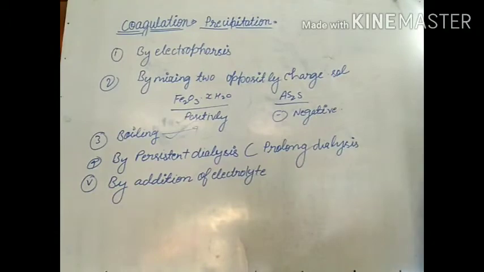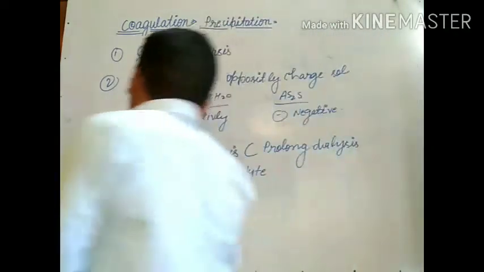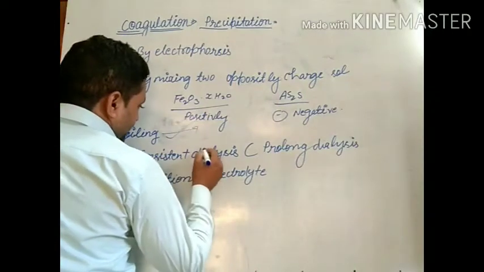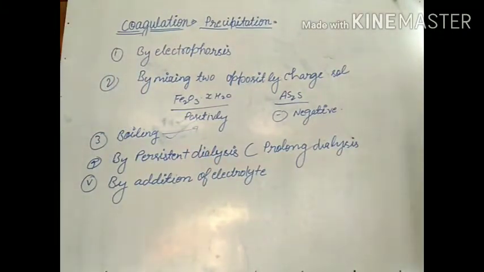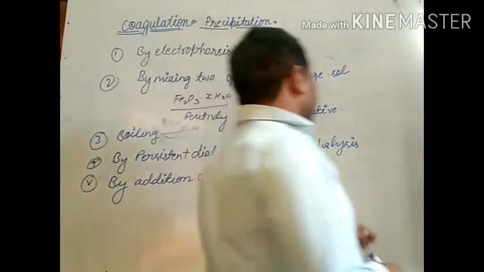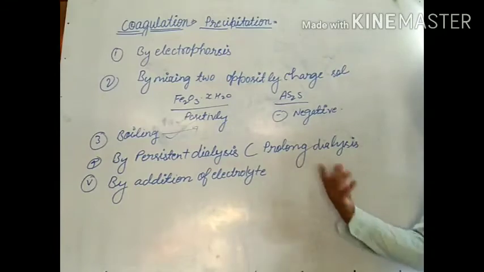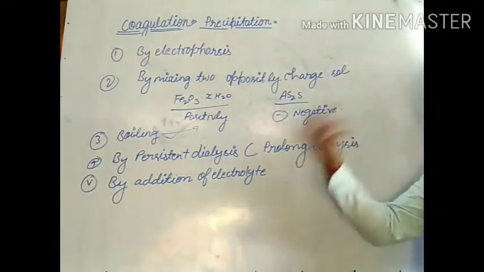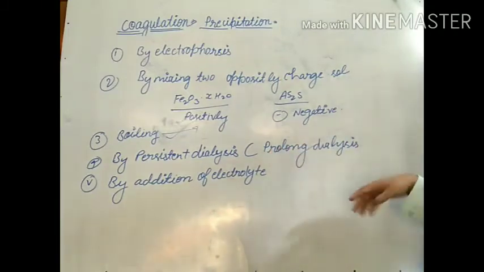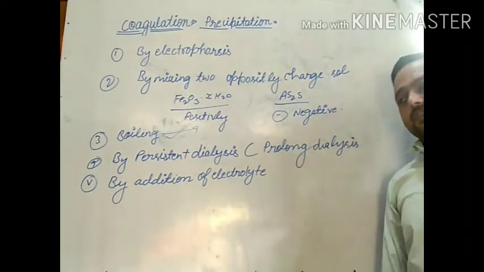By persistent dialysis, which means prolonged dialysis, a long dialysis process, after some time we will get the dispersed phase in coagulated form.